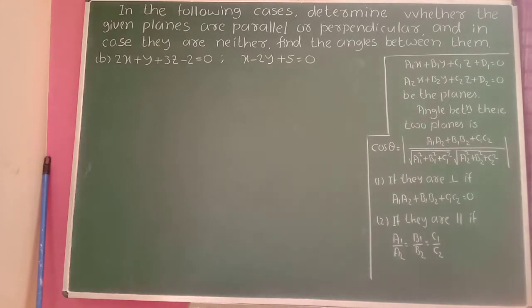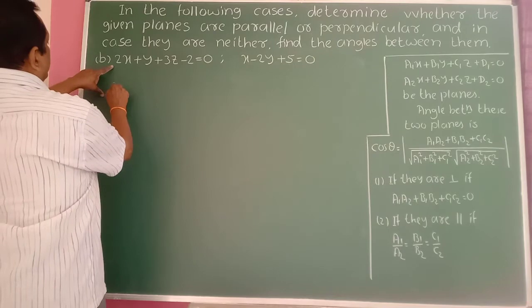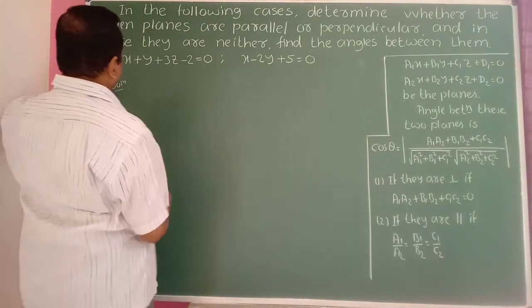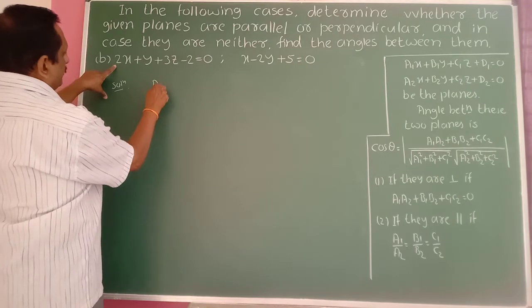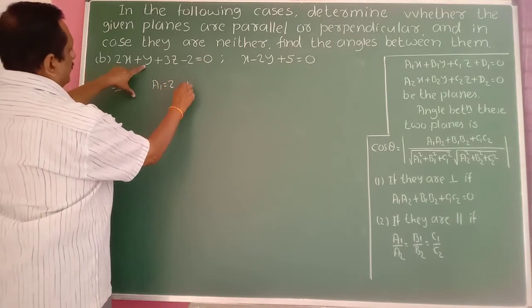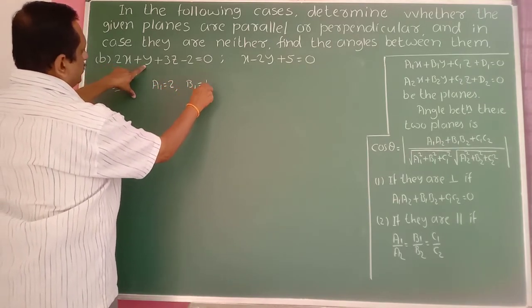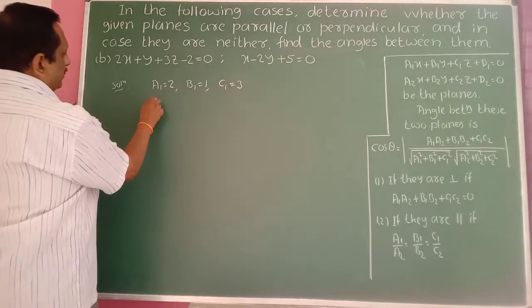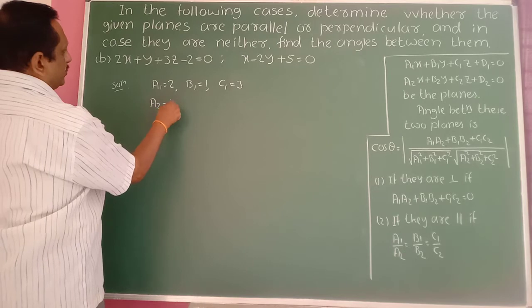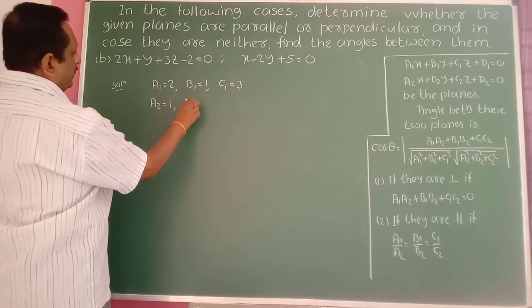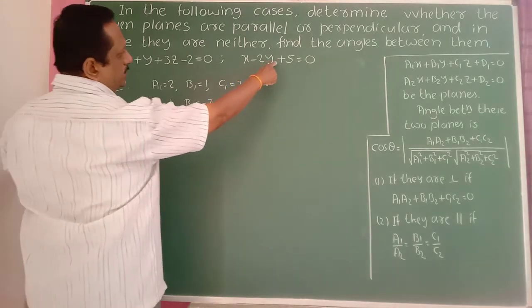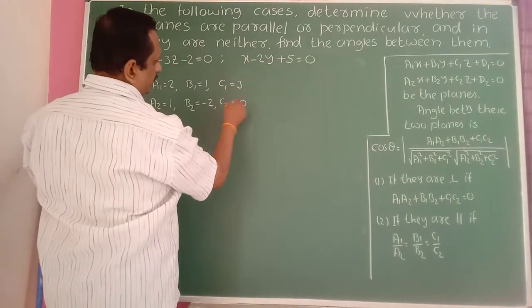So this is a second example here. In this case, comparing the given equation with these two standard equations, hence A1 is equal to 2, B1 is equal to 1 and C1 is equal to 3. Then A2 is equal to 1, B2 is equal to minus 2 and C2, there is no z term here, so it is 0.